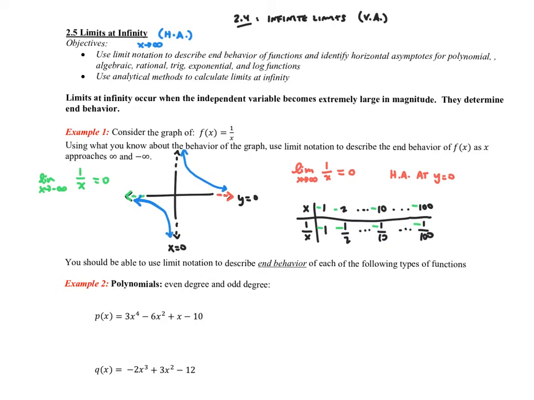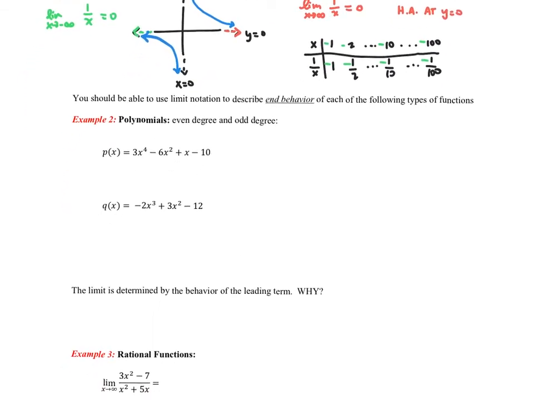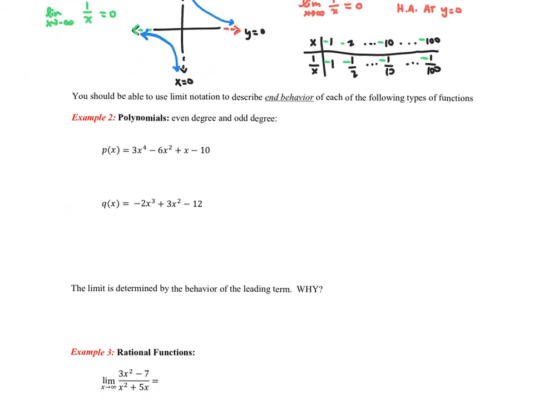Okay, let's talk a little bit about end behavior for polynomials. You should be able to use limit notation to also describe end behavior of each of the following types of functions, and this will apply later on. I like to create this chart, and I like to work with positive leading coefficient, negative leading coefficient, even degree, and odd degree. So this is your leading coefficient value, is your leading coefficient positive or negative, and this is your degree. Is your degree even or odd?